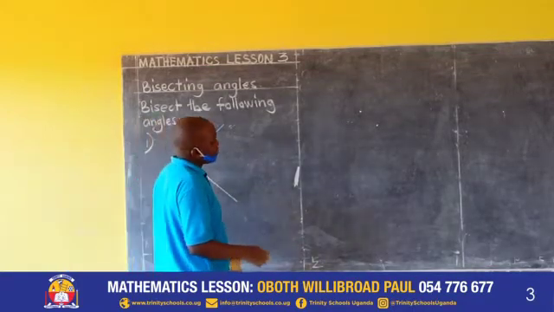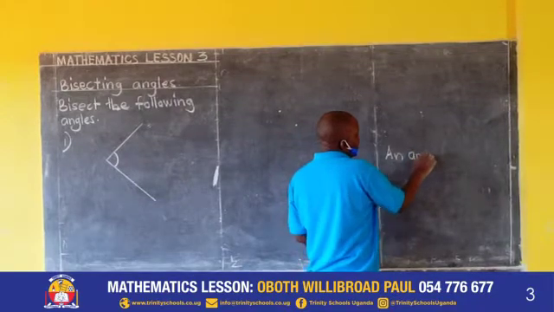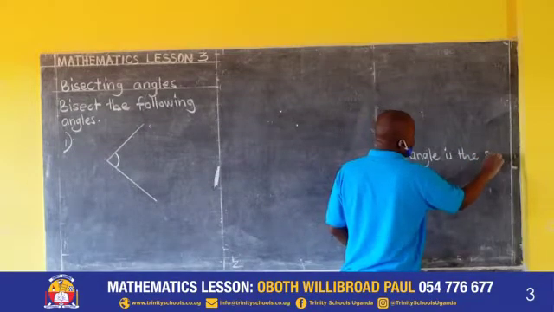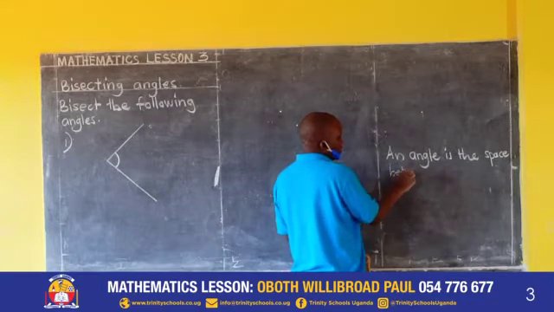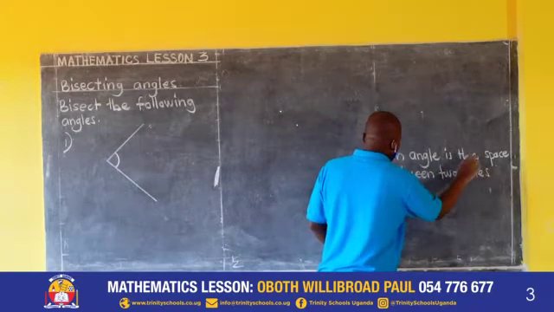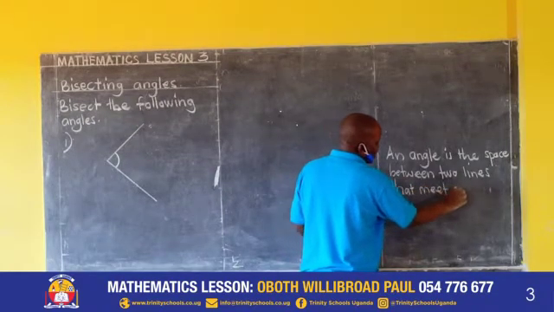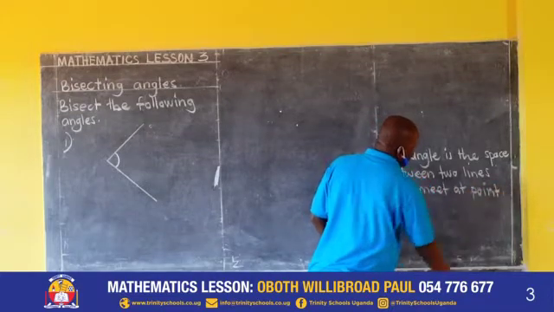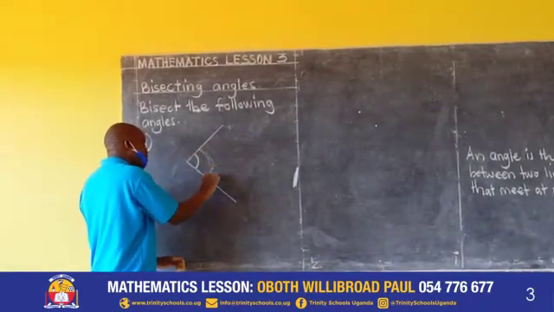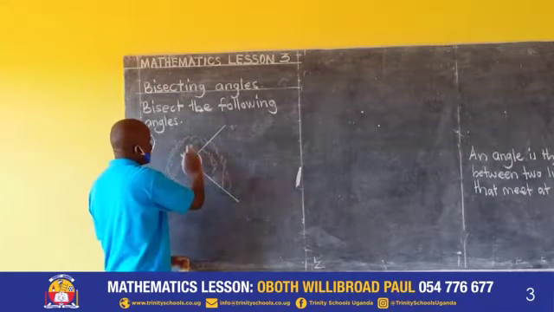An angle, by definition, is that space between two lines that meet. Those lines must meet at a point. That's what we call an angle. So when lines meet, they form angles. Now this gap, this space here, is what we are calling an angle. And also on the other side, we have that big gap, which is also an angle.